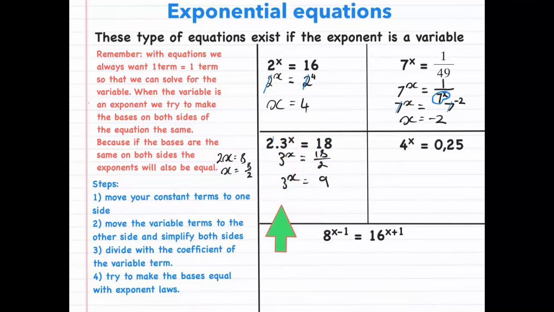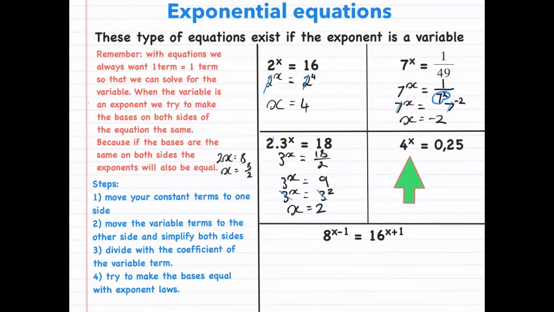So here we go. For instance, we want to make the 9 the same as a 3 because now we've got the variable term equal to a constant term. It's one term equal to one term. We want the bases to be the same. So this will be 3 to the power of 2. My bases are the same. So therefore x equals 2.